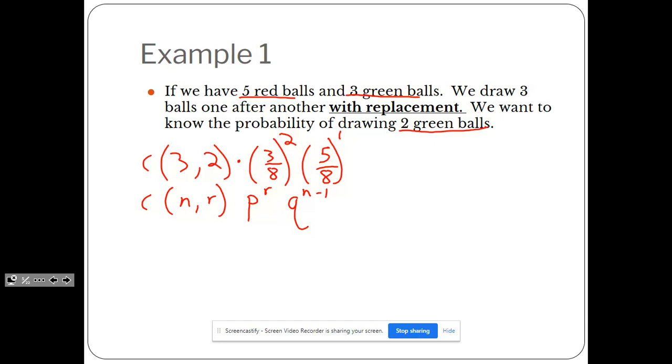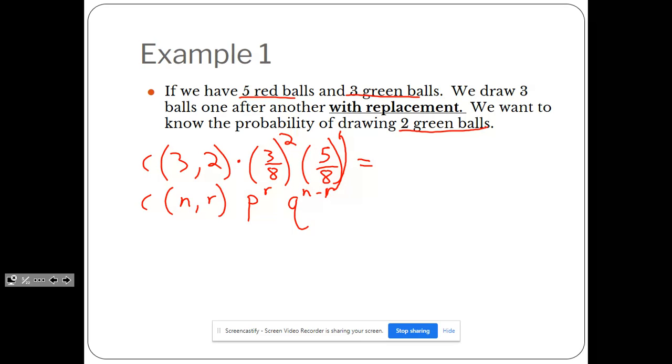So you can see how everything matches up there. The 2 is my R, the 1 is my N minus R, P is the 3/8, Q is the 5/8. Then I just calculate it. Some of these will be easier than others. On the IU tests, generally, if it's some crazy calculation, they'll leave it in the form of the formula. This one's not too bad.